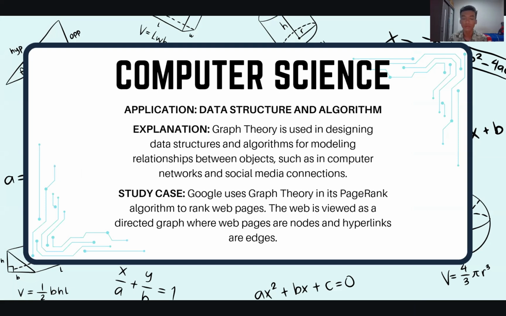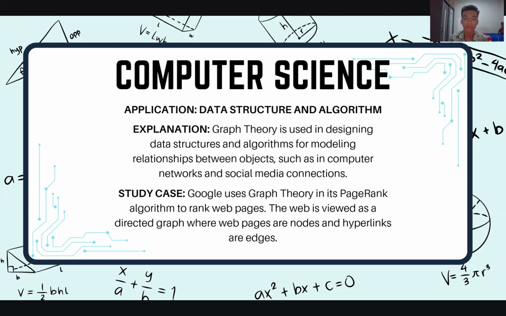Okay, the first example is computer science. The application is data structure and algorithm. Graph theory is used in designing data structures and algorithms for modeling relationships between objects, such as in computer networks and social media connections. The case study is Google, which uses graph theory in its PageRank algorithm to rank web pages. The web is viewed as a directed graph where web pages are nodes and hyperlinks are edges.